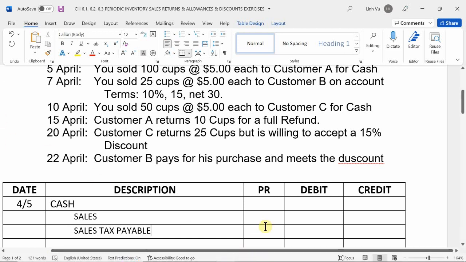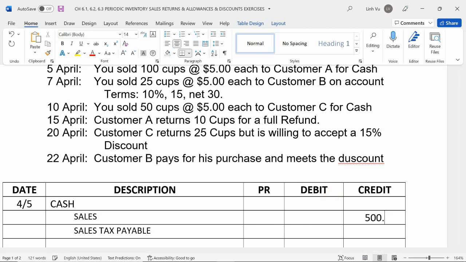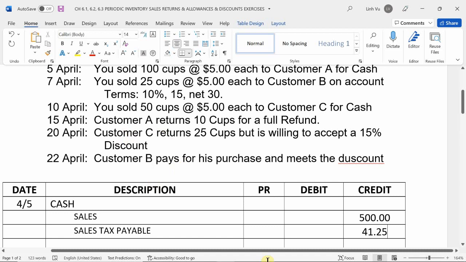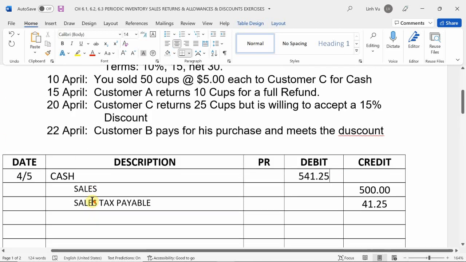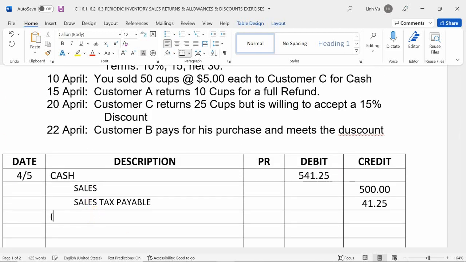Okay. So let's first solve for what was my total sales? It's 5 times 100 equal 500. Okay. How much sales tax is going to be based off of that $500? My calculation says $41.25. Good. So in grand total, how much cash should I be receiving for this sales? $541.25. Good. Okay. And my description here is I could say I sold 100 cups to customer A.